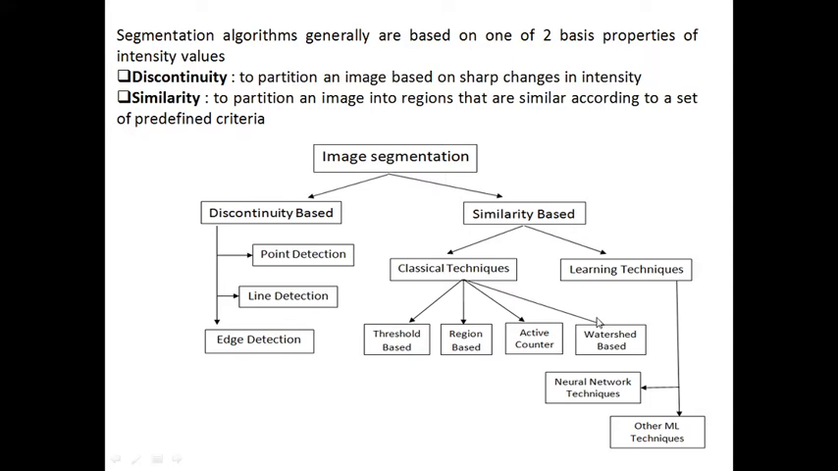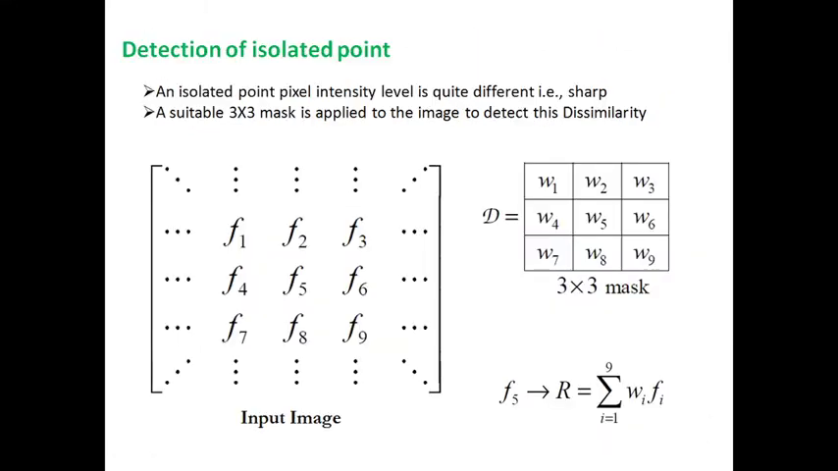Now we are left to discuss the discontinuity based segmentation process. We need to discuss point detection, line detection, as well as edge detection techniques inside it. So let's move forward. We have to know how to detect an isolated point in an image. So, detection of an isolated point.